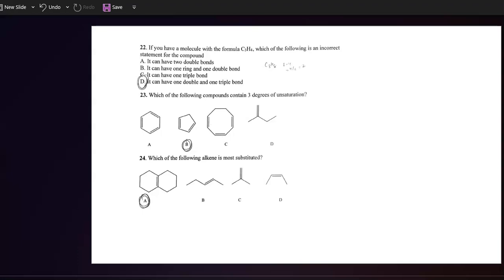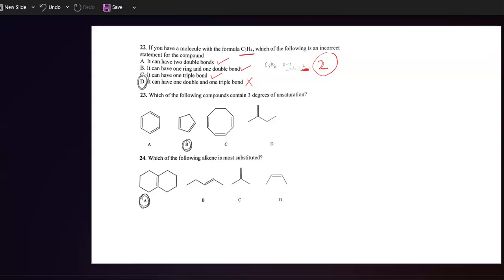Oh, sorry. Here we are asking, if you have a formula C3H4, which of the following is an incorrect statement? If you have C3H4, the first thing you should do is calculate the degree of unsaturation. It comes out to be 2. So if it is 2, then it can have 2 double bonds. That's a correct statement. It can have 1 ring and 1 double bond. That's also correct. It can have 1 triple bond. That's also correct. And it can have 1 double and 1 triple. That's the incorrect statement, right? Because with degree of unsaturation 2, you cannot have 1 double and 1 triple, because that will make the degree of unsaturation equal to 3.